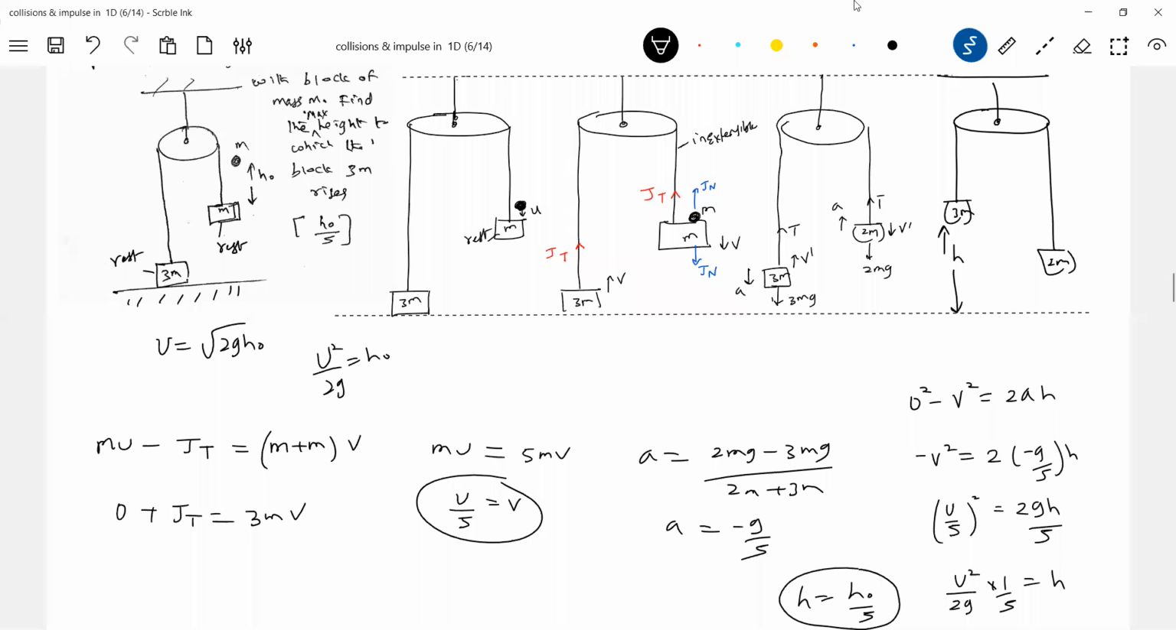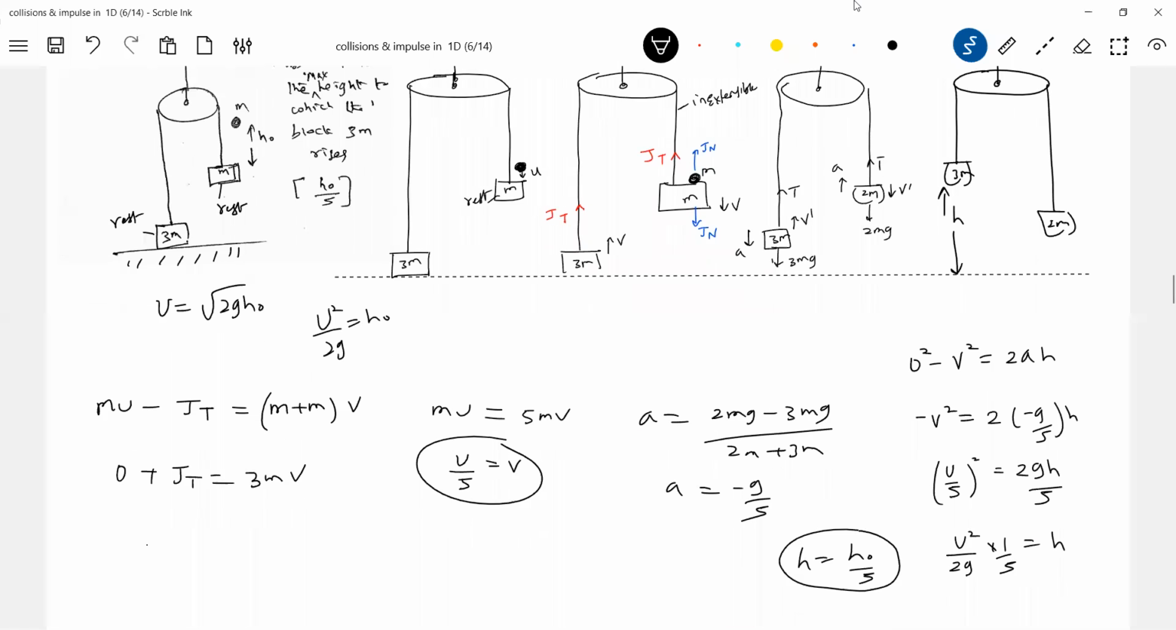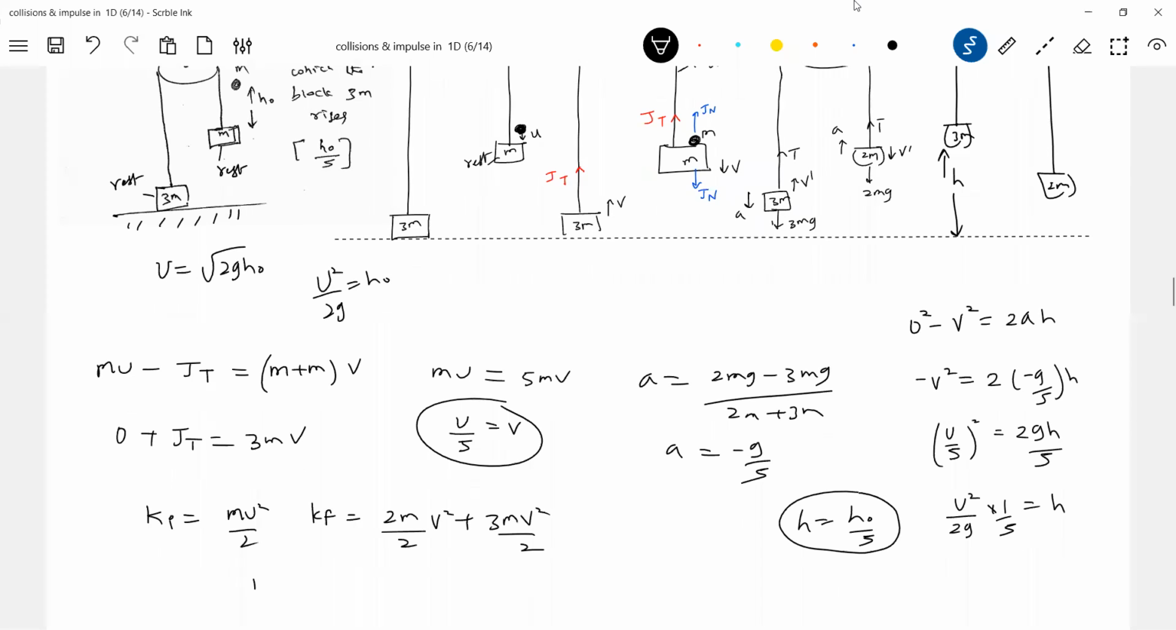Is there any loss in mechanical energy of system? What is the initial kinetic energy? Initial kinetic energy just before collision, mu square by 2. After collision, 2m by 2 v square plus 3m v square by 2. Check it. Kf will be less than Ki. And where is this heat generated? In the string. Heat generated in string should be equal to Ki minus Kf.